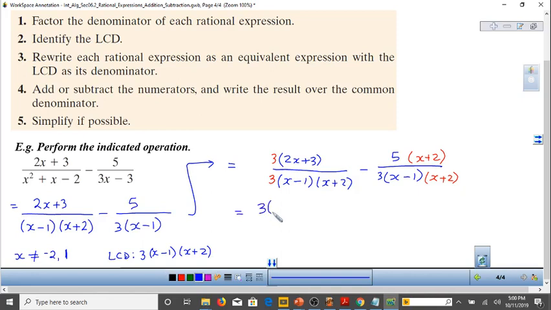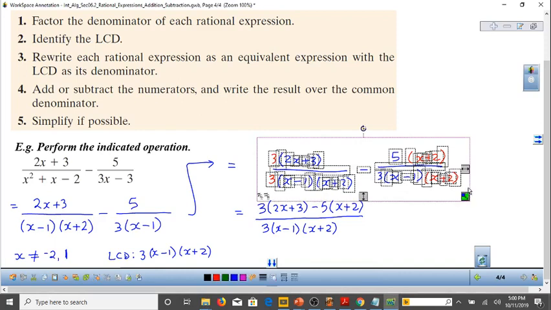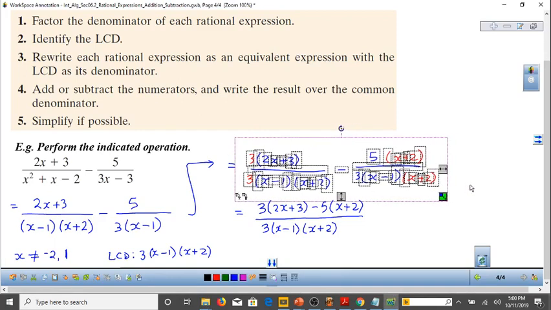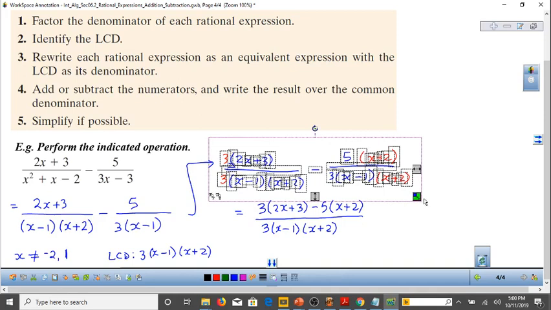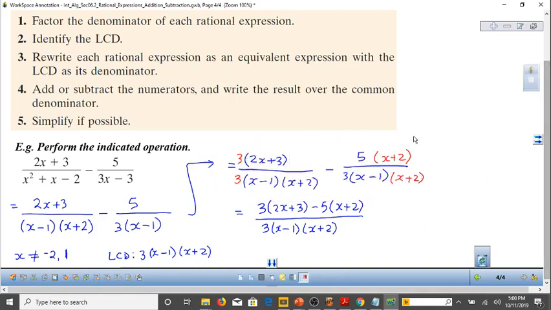So I have 3 times 2x plus 3 minus 5 times x plus 2, divided by what is now the common denominator, 3 times x minus 1 times x plus 2. Then I will proceed to simplify the expression and make sure I put my domain restrictions, because I don't want to forget those. If I overlook those, I might have an issue when I need to do more with this expression, as it may be to graph it or something like that.